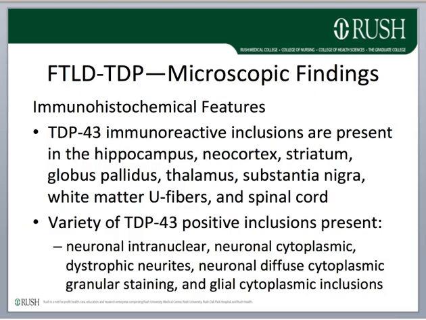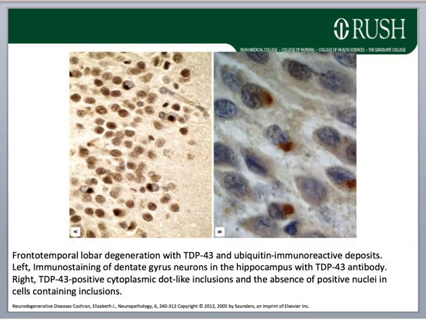There's a variety of different TDP-43 positive inclusions that are described. They can be intranuclear in neurons or cytoplasmic in neurons. They can be associated with dystrophic neurites. Neurons can also show diffuse cytoplasmic granular staining, and you can also see cytoplasmic inclusions in glial cells as well.